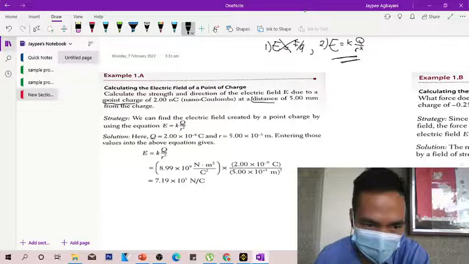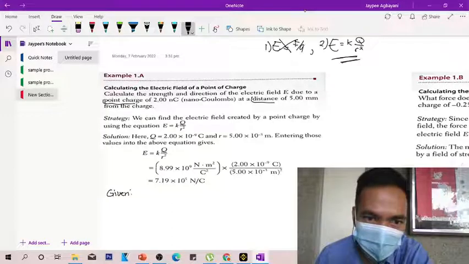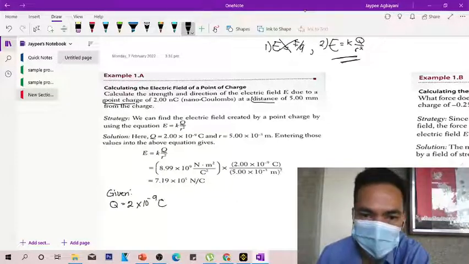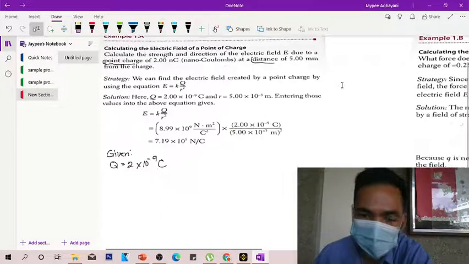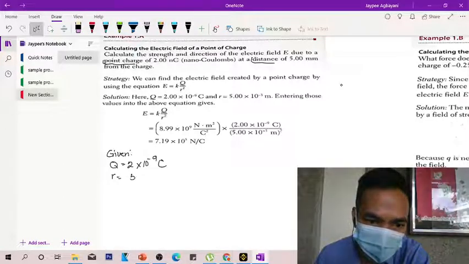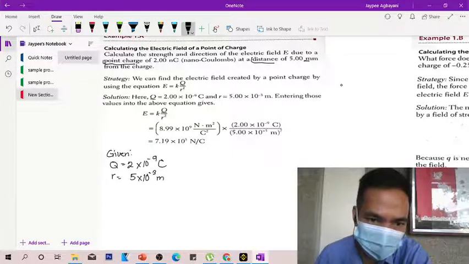Of course, just like any other physics problem, we start with the given. Diretso na tayo sa given, guys. So, first na given natin dyan is your point charge. Point charge is represented by your Q. So, that is 2 nanocoulomb or 2 times 10 raised to negative 9 coulomb. Okay? And we have a distance. The distance naman is represented by your R. That is 5 times 10 raised to negative 3 meters.